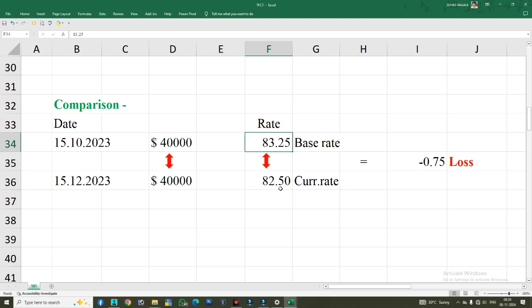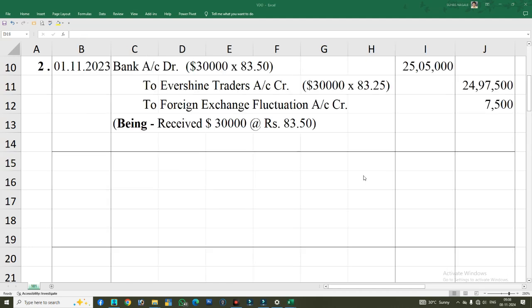It means received less than the base rate, and after comparison the difference between current rate and base rate is 0.75. You can see a negative answer, current rate minus base rate, so there is a loss of 0.75 paisa per dollar to Sunflower Limited because of less than base rate. Now we have to pass the third entry.